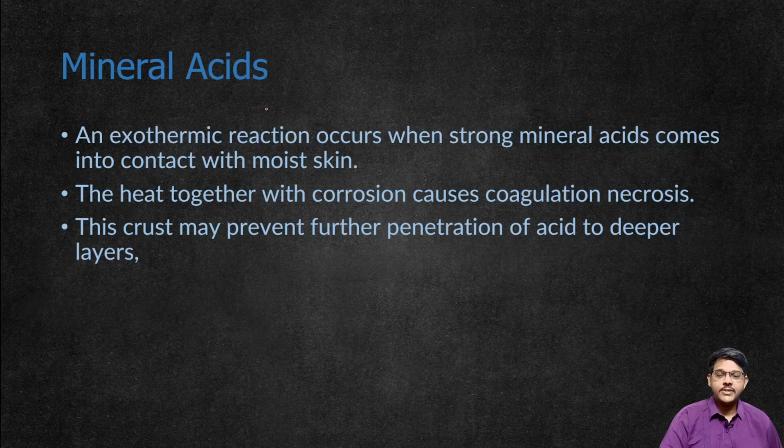Mineral acids usually give an exothermic reaction when they come in contact with moist skin. They cause an exothermic reaction when a strong mineral acid comes in contact with moist skin. The heat together with corrosion causes coagulation necrosis of the tissue. This produces a crust which prevents further penetration of acid into the deeper layers. So whenever acid comes in contact with the skin, it causes an exothermic reaction, erodes the tissue and forms a thin crust which prevents further absorption.